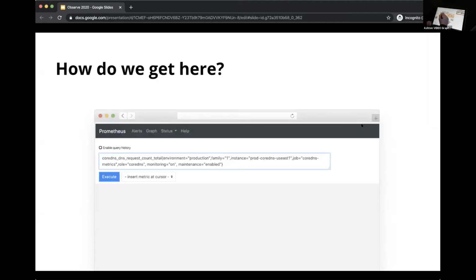So how do we get here? This is essentially what our goal was right away. Through this example, I'll be using CoreDNS as an example of an application that you might run in your infrastructure. CoreDNS is an open source DNS tool, and I think it's really great because it actually provides validation for its configuration files.